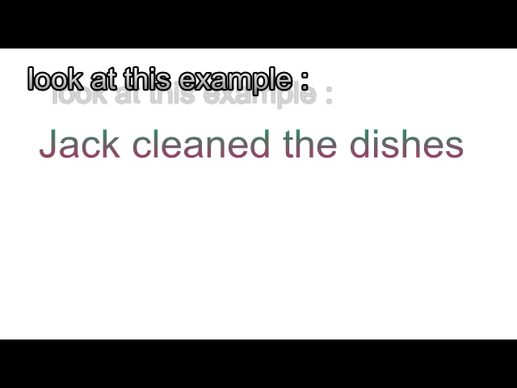What is active voice? First of all, look at this example. Jack is the subject and the doer of the action, cleaning. And then we have the verb to clean, conjugated in simple past, so we have cleaned. Next we have the object. Jack cleaned the dishes. So the dishes is the object.